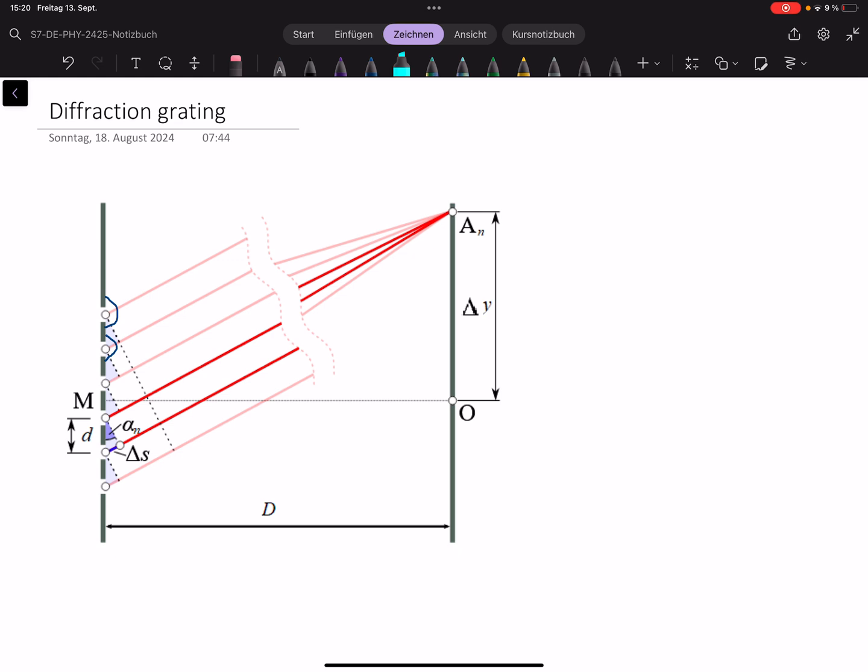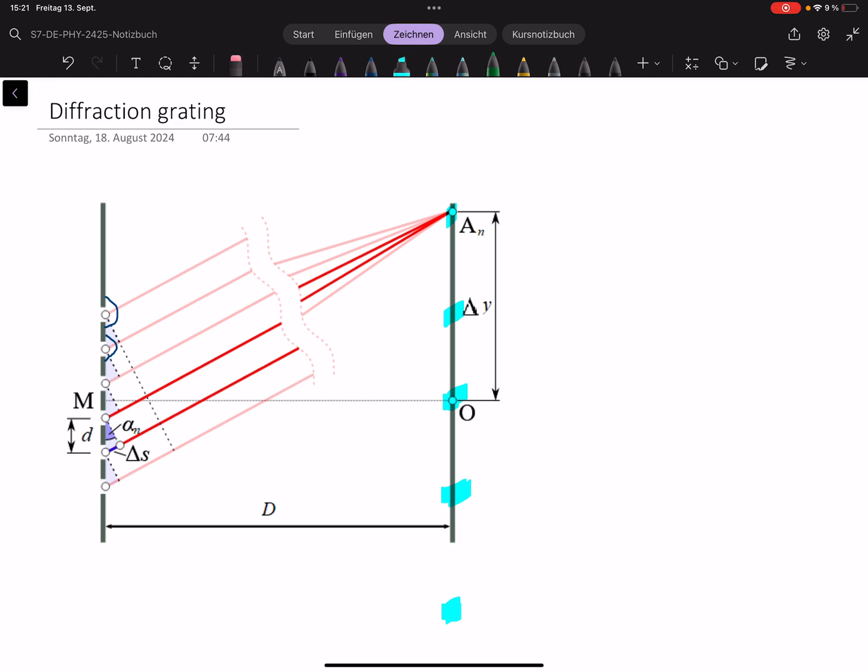that we've got a number of maximum points here on the screen. This one here will definitely be a maximum. It's called the main maximum, or it's got the index 0. Then the first one is here and the second one is there, and on the other side it's the same thing here.